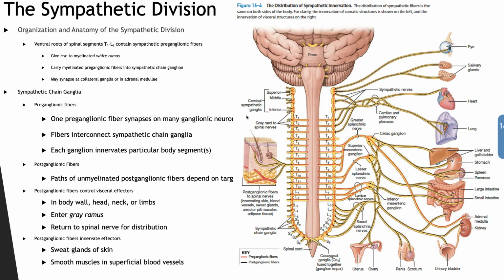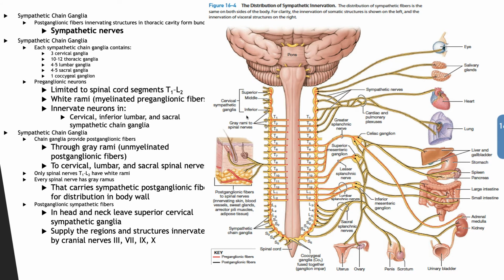Postganglionic fibers innervating structures in the thoracic cavity, such as the heart and the lungs, form bundles known as sympathetic nerves. This figure shows the sympathetic nerves on the left side and the spinal nerve distribution on the right, but in reality, both innervation patterns occur on either side of the body.